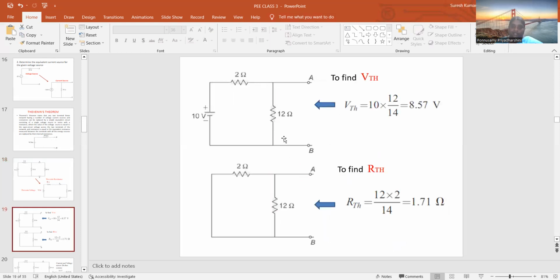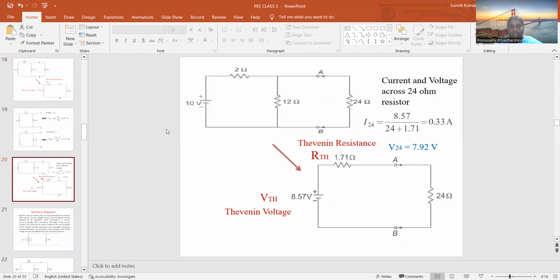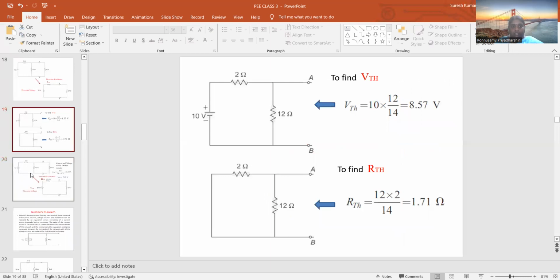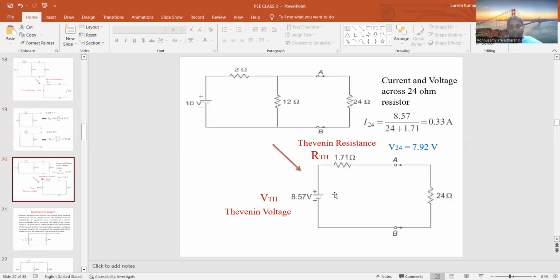So here they have explained that. So 10 into 12 by 14. So 12 is this, 14 is this. The answer is 8.57 volt. So we are using the voltage division rule. And RTH: we have to remove the resistance and find the equivalent resistance. These two will be connected in parallel. The answer is 9.7. So finally, in the equivalent circuit, it has been replaced by 8.7 volt and 1.7 ohms, and with load resistance, IL is equal to VTH by RTH plus R.